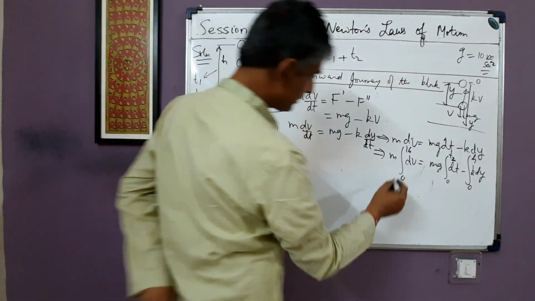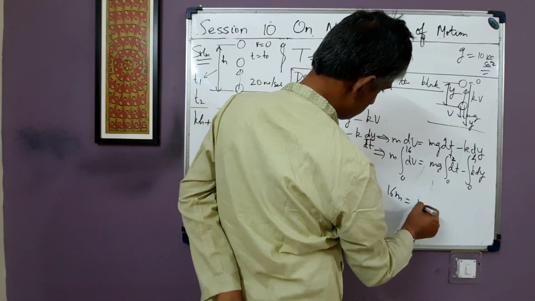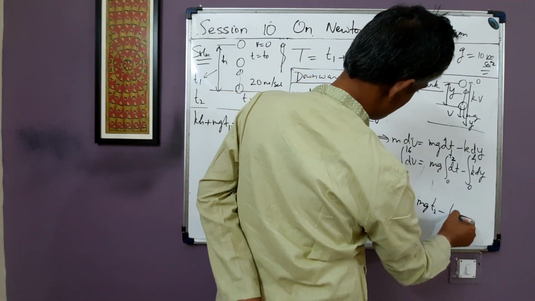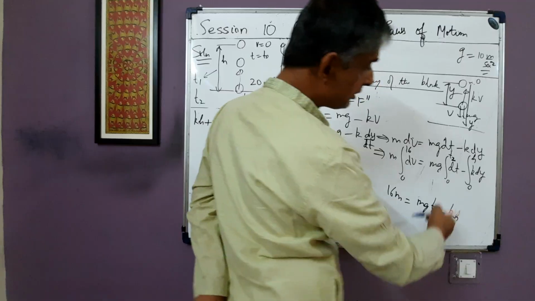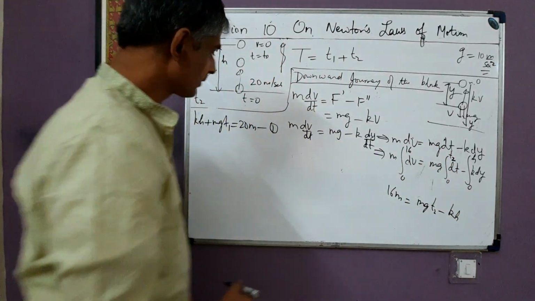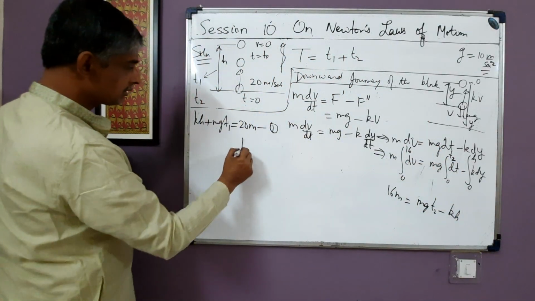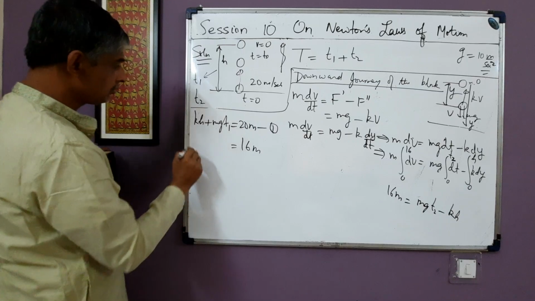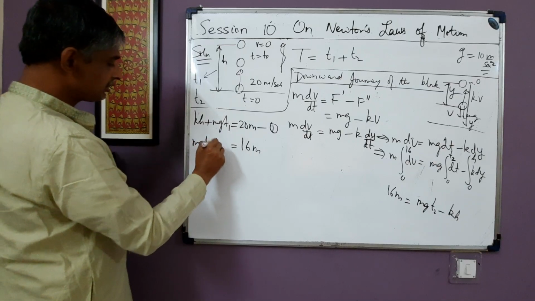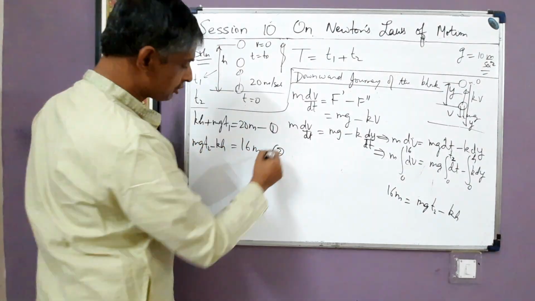So when integrated, we get 16m is equal to mg t2 minus kh. k is constant, so it comes outside. The integral of dy from 0 to h becomes h. So the second equation becomes 16m is equal to mg t2 minus kh. This is the second equation.